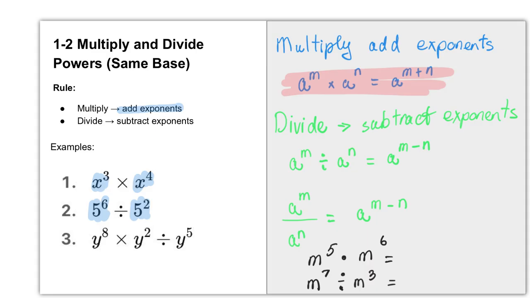And this means if you follow the multiplication rule, we're adding. That will be m raised to the 11th power. And for the division rule, that means we're subtracting the exponent, 7 minus 3. That will be m raised to the 4th power.